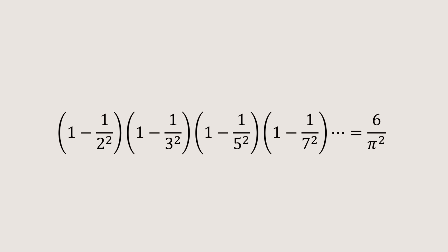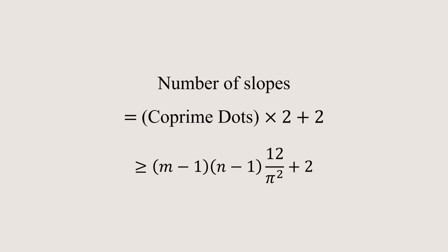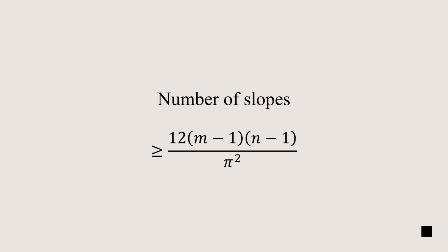It's over now. The number of coprime points, which is the number of positive slopes if you recall, is larger than or equal to this. So the number of all slopes is this, which is definitely larger than 12 n-1 m-1 over pi squared. End of proof.